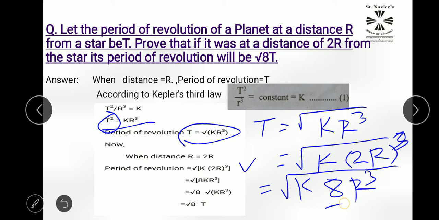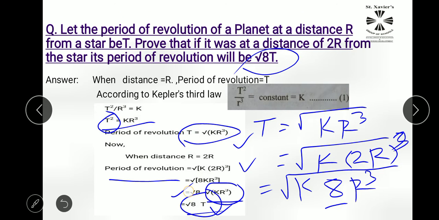Here root 8 I'll write separately, and under root k r cube separately. Here under root k r cube is nothing but t, previous t, students. So here we got root 8t. So this is what we wanted to prove. The period of revolution will become root 8t, students.